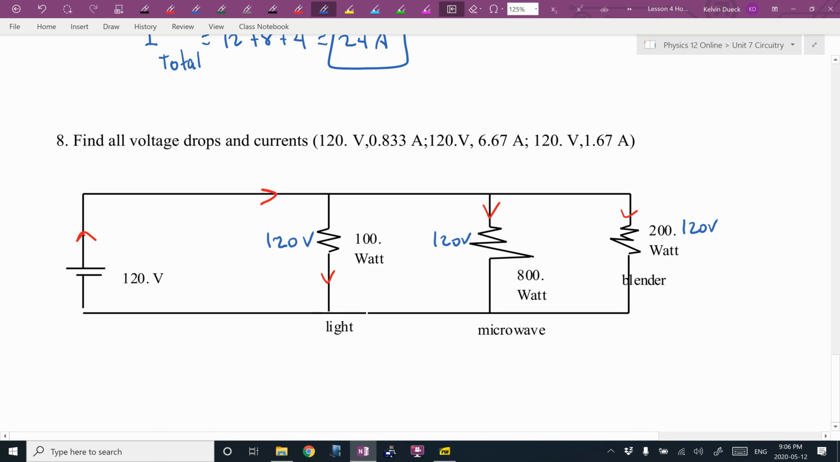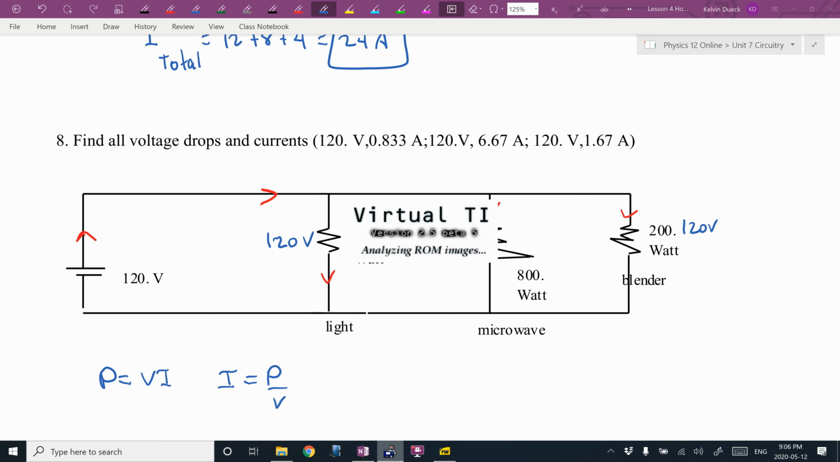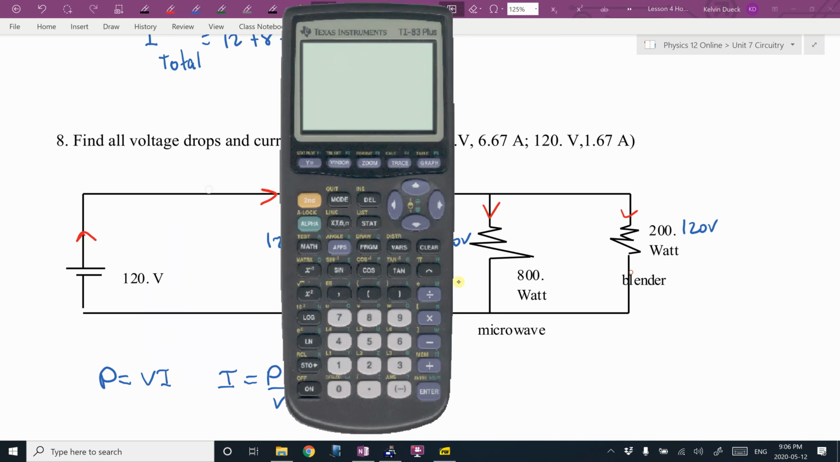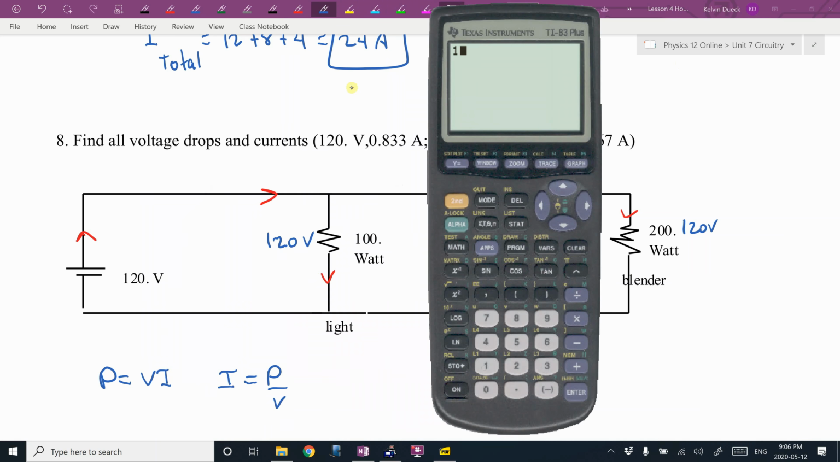And now I know two things. This time they gave me power. Power is V times I. So I is going to be power divided by V. It's going to be 100 divided by 120. I'll use a calculator for that. Is it going to be 8.3 repeating? 0.83. I think I got my decimal in the wrong place. Yeah, it's got to be less than 1. 100 divided by 120. 0.8333.